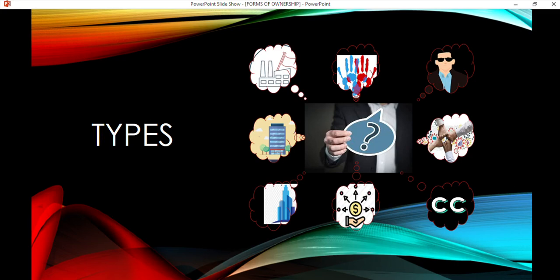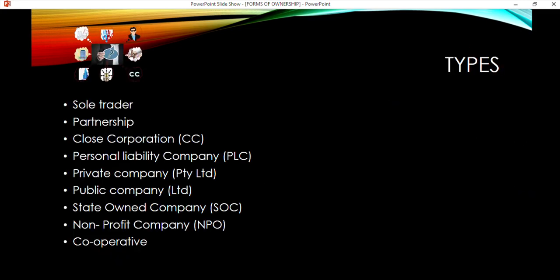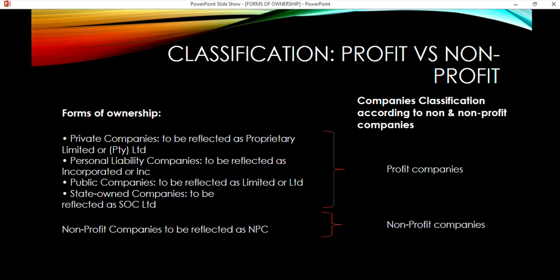Okay, so the different types. Now you'll see there's a few different pictures that I tried to share. The first one is your sole trader. That's the top right. That's a one-man show. He can do everything on his own. Then a partnership is the handshakes, where you have a few friends or people that you trust. They come together, they start a business. Close corporation: that form of ownership you can't start anymore, but the government will honor it if it's still a close corporation. And then you get your personal liability companies, your private companies, your public companies, state-owned, non-profits, and cooperatives.